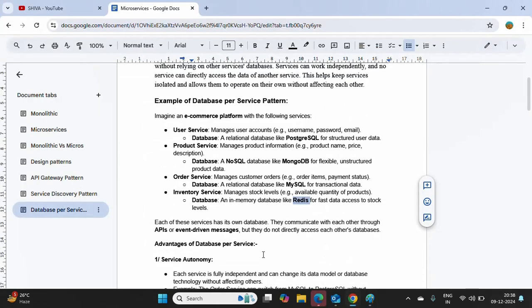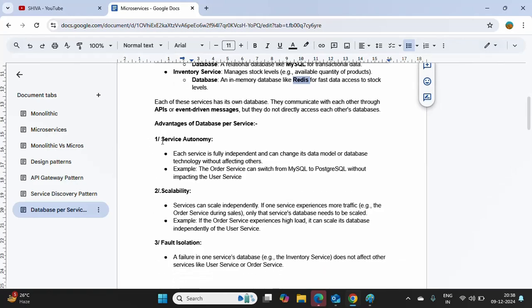Okay, let me go back one by one. So what are the advantages we have? Service autonomy. Service autonomy means, as we just discussed, each service is going to run independently. Each service is fully independent and can change its data model or database technology without affecting others.